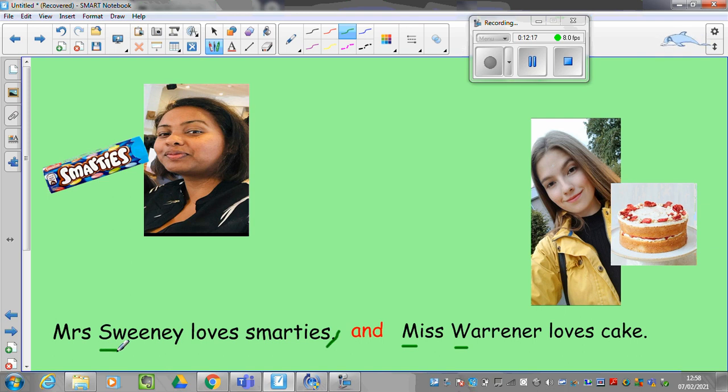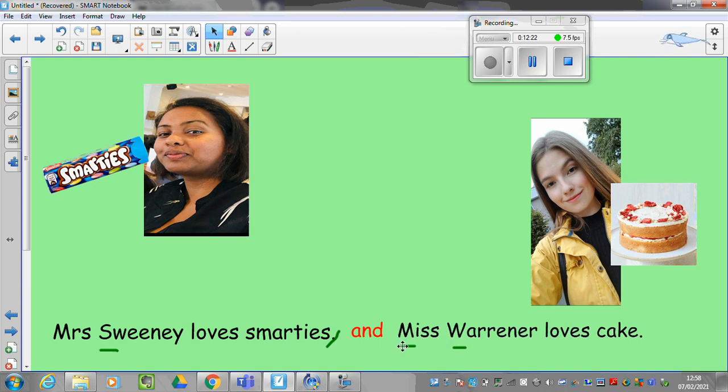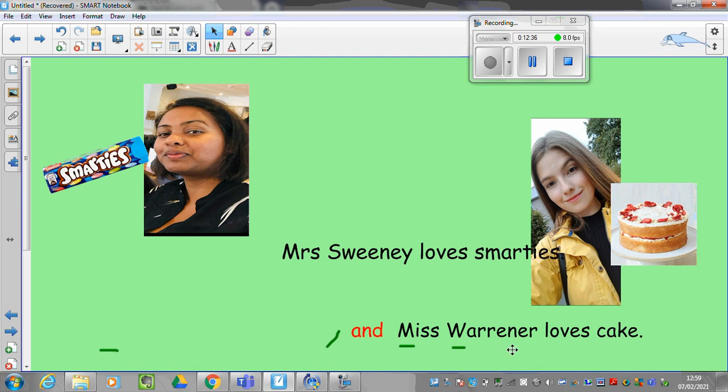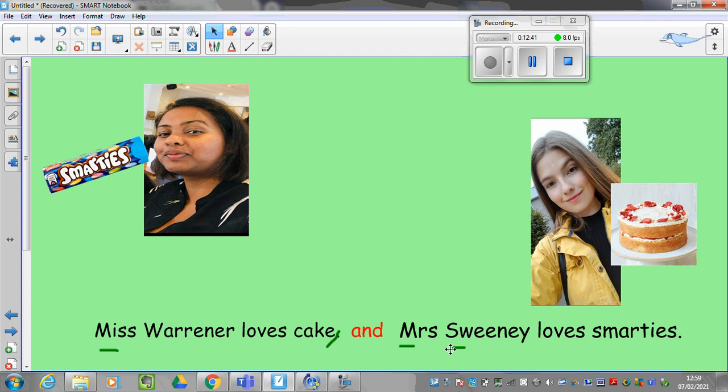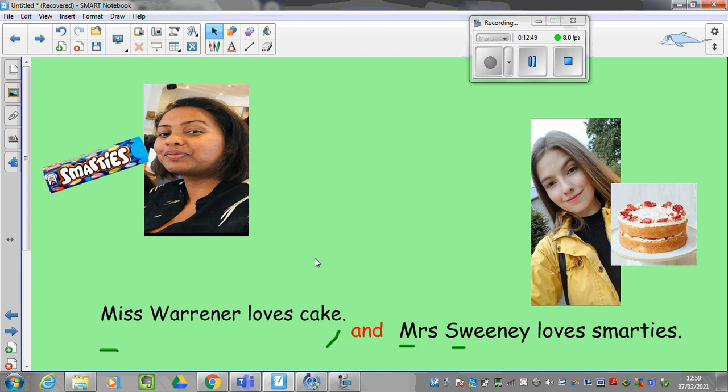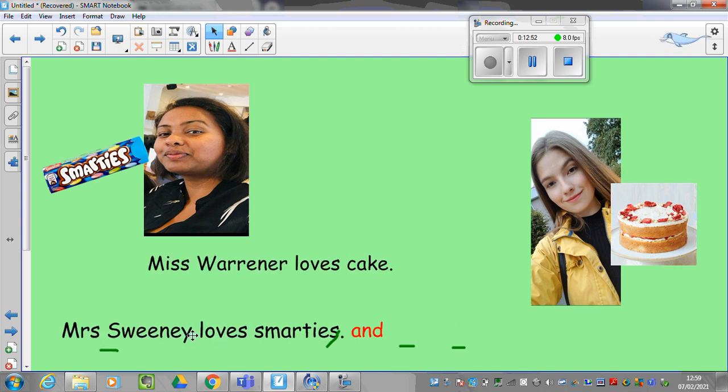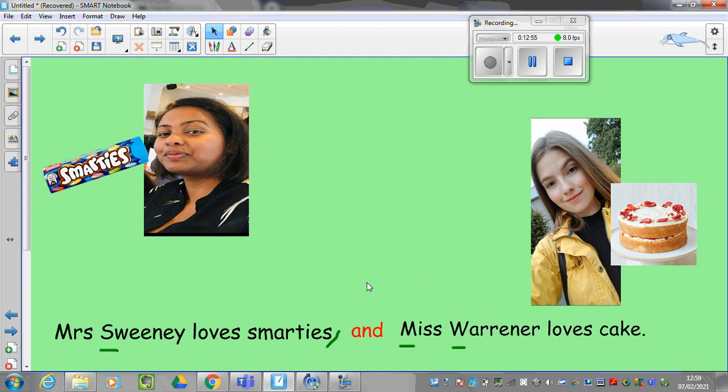They are for a name. Well done. So if we start our sentence with the name Miss Warrener or Mrs. Sweeney, if they were the other way around, it can still work and we don't need to cross out this M to make it a lowercase m. It can stay as it is. So I could swap around my sentences and it would still make sense. Miss Warrener loves cake and Mrs. Sweeney loves Smarties. That makes sense. Or we could swap it back to what it was, which was Mrs. Sweeney loves Smarties and Miss Warrener loves cake.